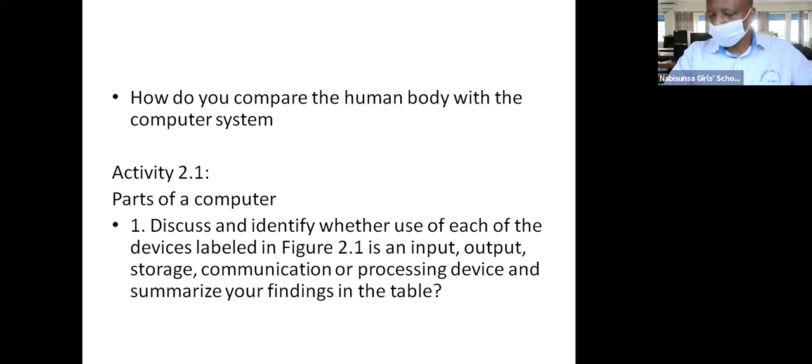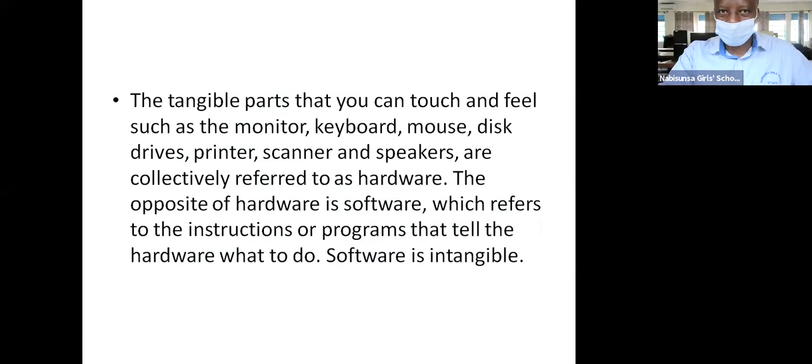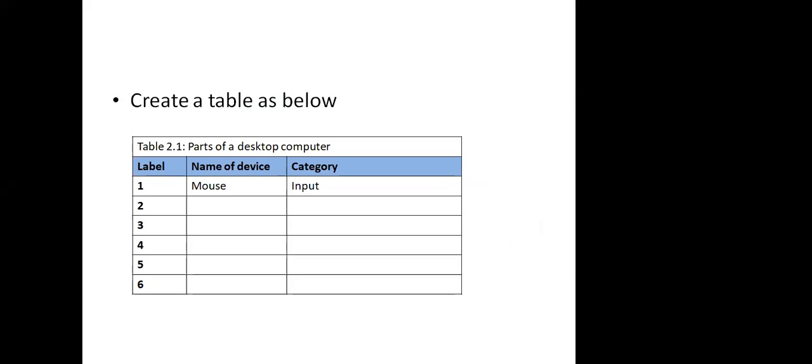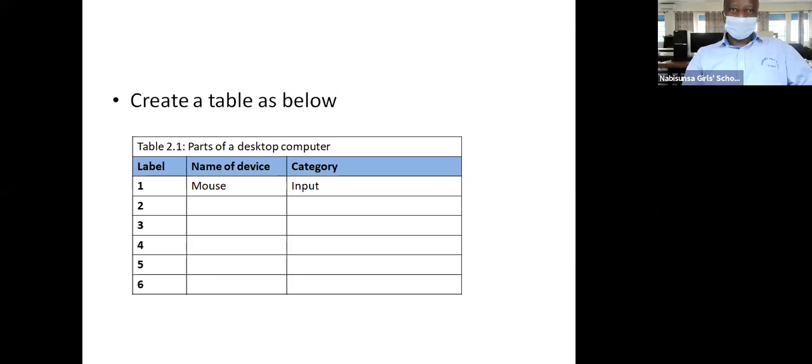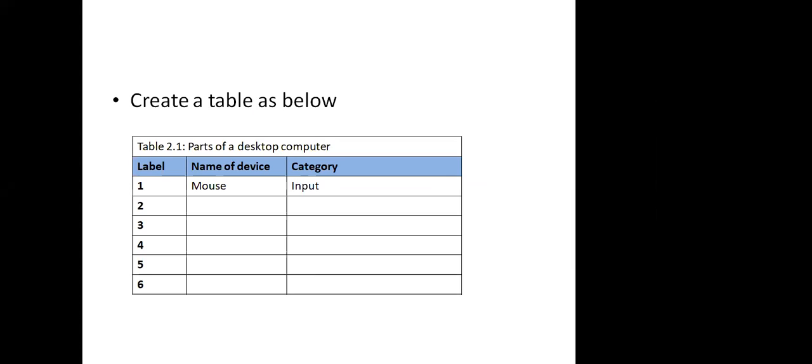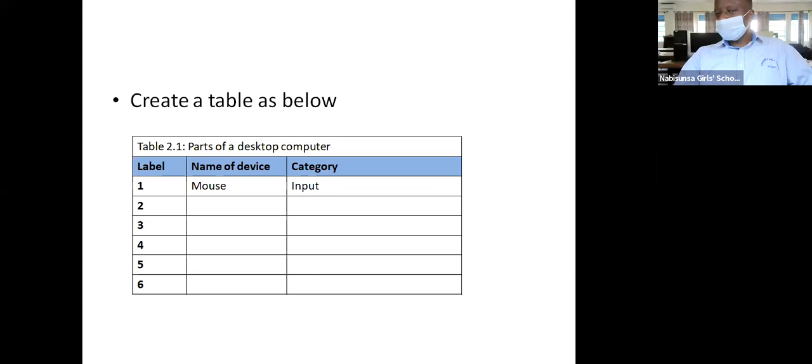Can we move on? Okay, back to the table. That is the table. We have column 1 is label, column 2 is name of device, and then column 3 is category. Make a simple table. So can I move on to the picture?